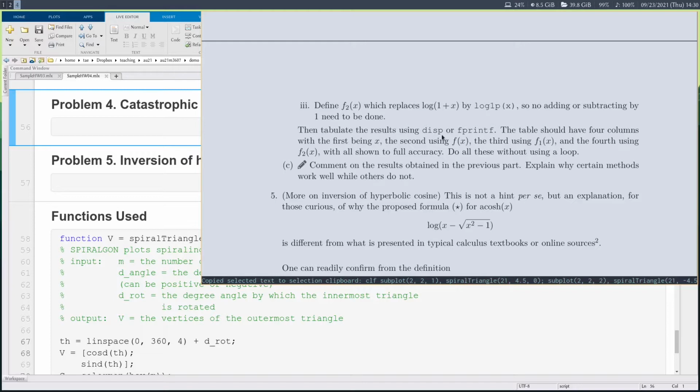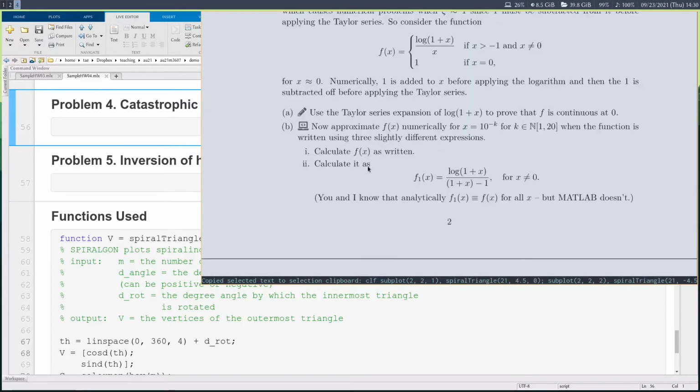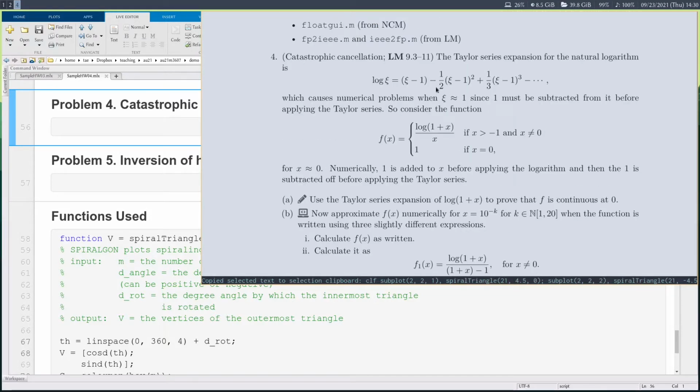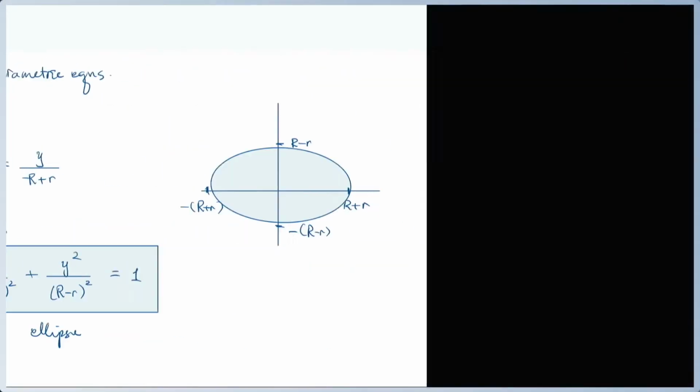You can tabulate the result using either this or fprintf. I've already shown you how to do that in the previous installment of the weekly supplementary video. So here I will just briefly talk about how we should understand this scenario.